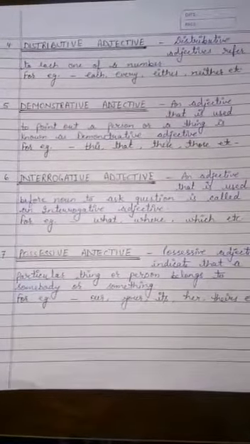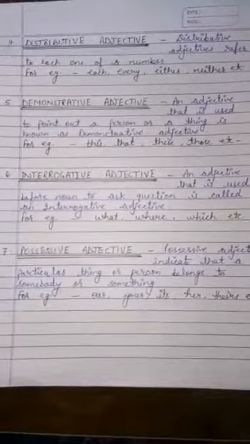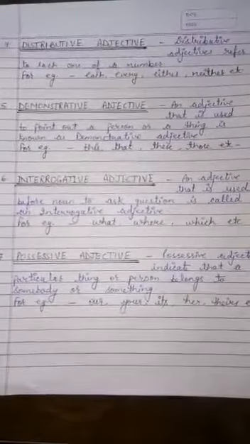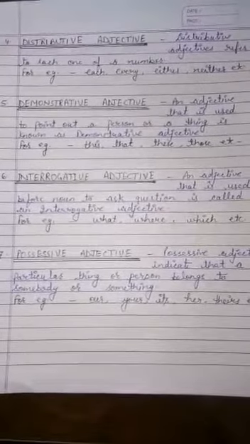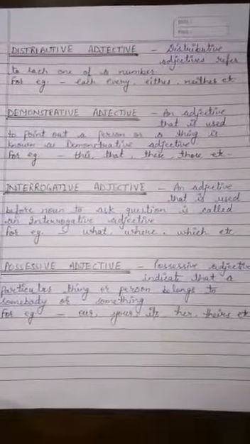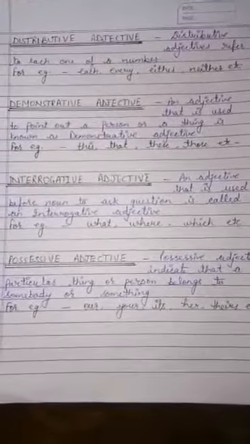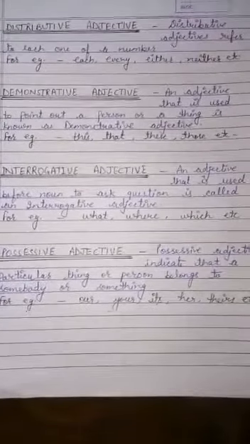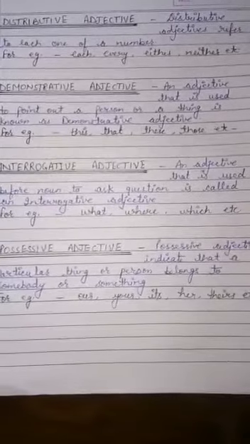Distributive adjectives refer to each one of a number. For example, each, every, either, neither, etc. Distributive adjectives are normally used with singular nouns. They describe nouns or pronouns.